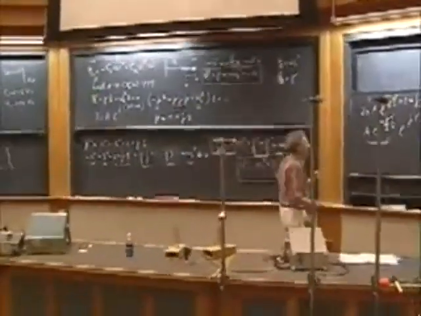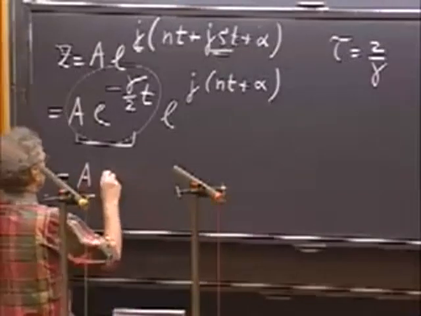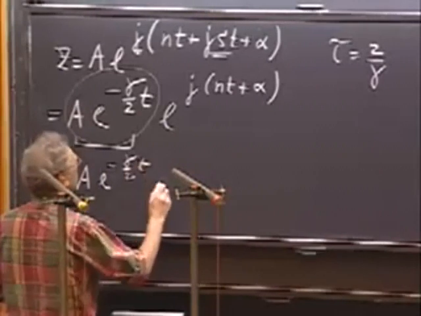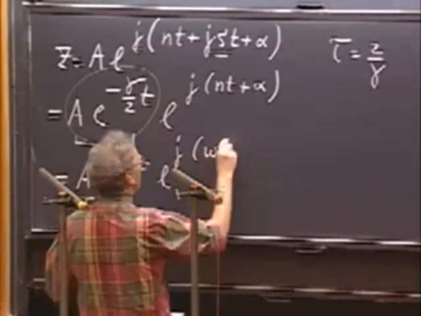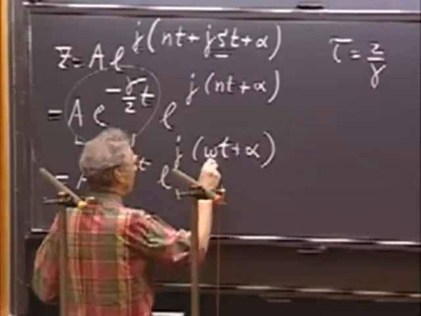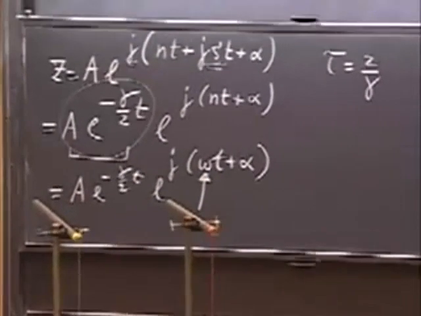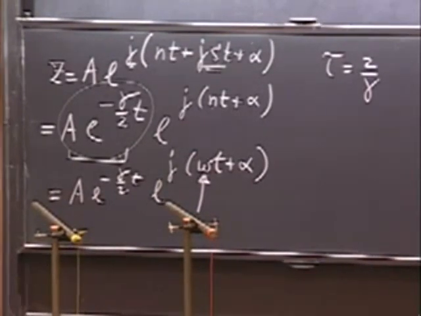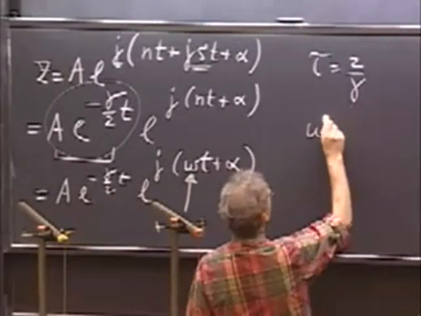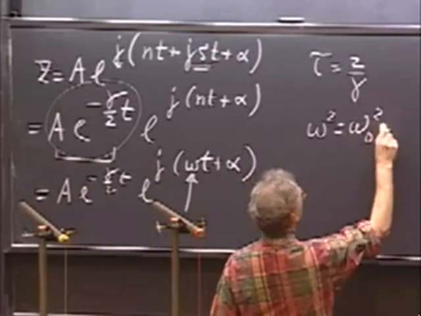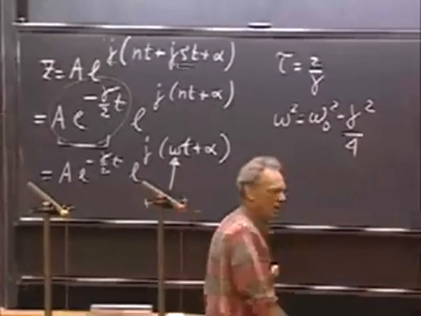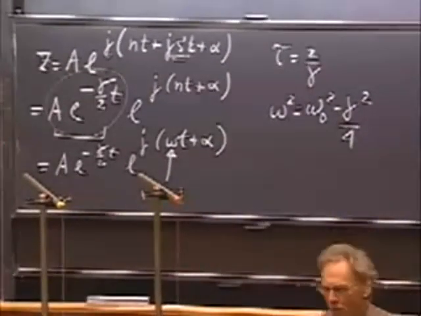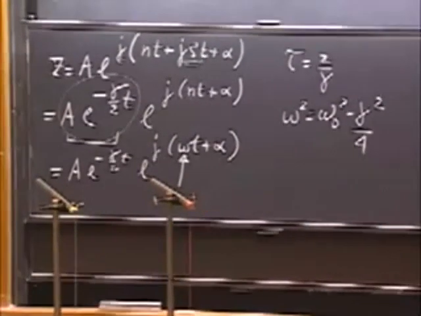And so if I write this now, a e to the minus gamma over 2, I can write down now j omega t plus alpha, and I know exactly now what that omega is. That is the square root of this number. And so therefore omega squared is omega 0 squared minus gamma squared over 4. So those of you in the audience who intuitively sense that the frequency would go down because of the friction, they were right. See, omega is lower than omega 0.